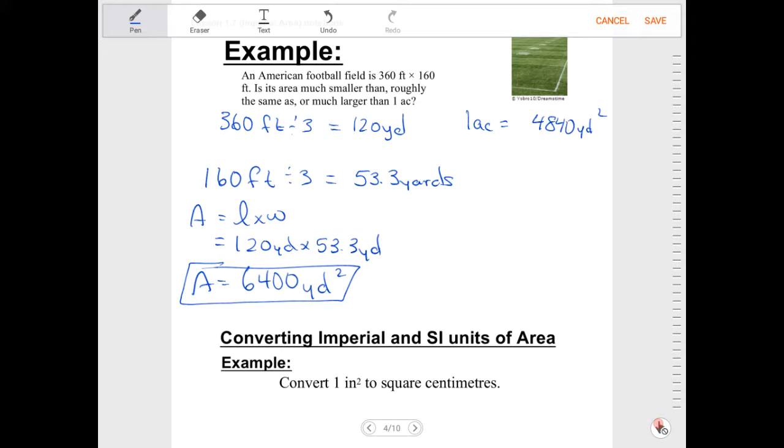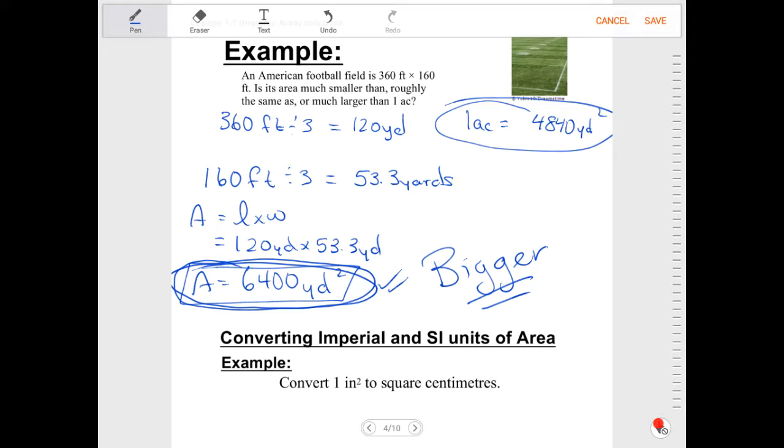Now, what do the questions say? They tell you the dimensions of a football field, and it says, is the area of the football field smaller, the same, or larger than 1 acre? Well, look at this now. Here is our area of our football field. Here is 1 acre. 1 acre is 4,840 yards. This is way bigger. So I am thinking that the football field is bigger than 1 acre.